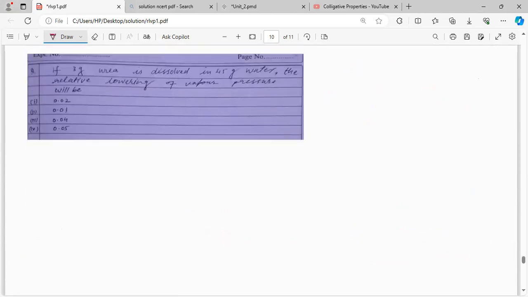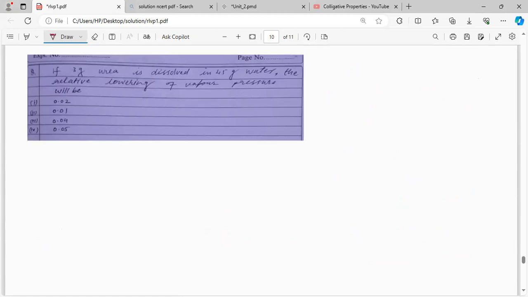The question says, if 3 gram urea was dissolved in 45 gram water, the relative lowering of vapor pressure will be how much? Can you calculate this? Checking. Okay, see, I am doing.